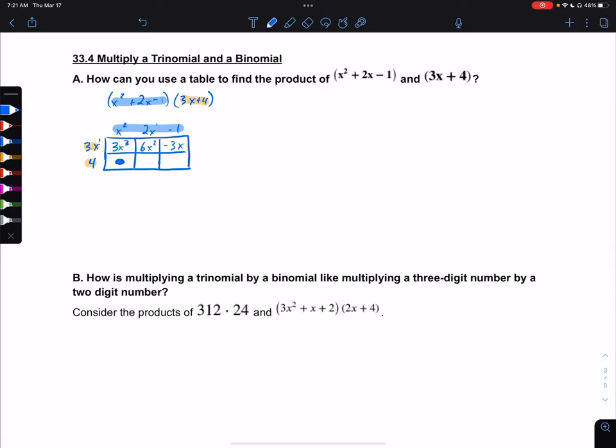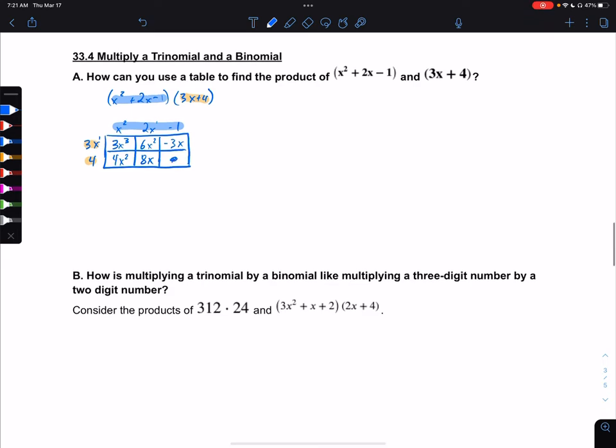So we're looking here. That's going to be x squared times 4. So we get 4x squared. 2x times 4 would go here. So 2 times 4 would be 8, and then the x comes along. And then finally, we have negative 1 times 4. And that's going to be negative 4.